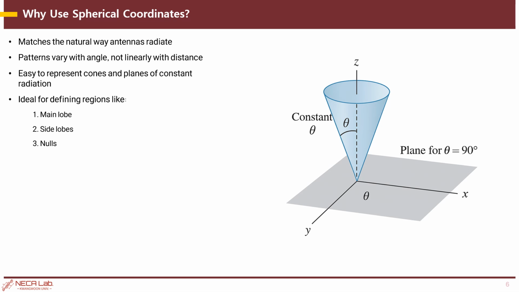It also makes it easy to define and visualize things like cones and planes of constant radiation. For example, the figure here shows a cone where theta is constant. This system is ideal for identifying important features in radiation patterns like the main lobe, side lobes, and nulls.